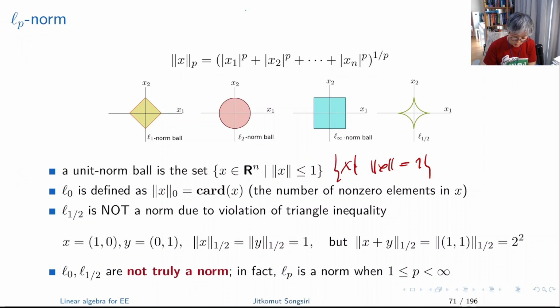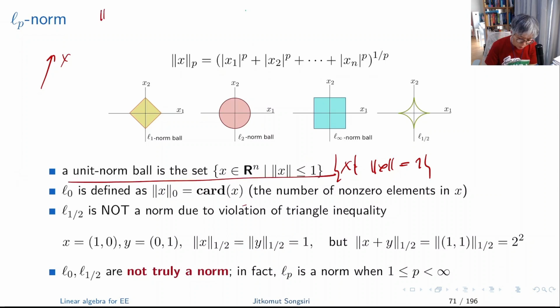So the question is the following. Suppose I have the vector x that I'm going to measure its size by the two norm, right? I want to explore other choices of vectors that have equal norm to x, and that's why we are interested in this set.